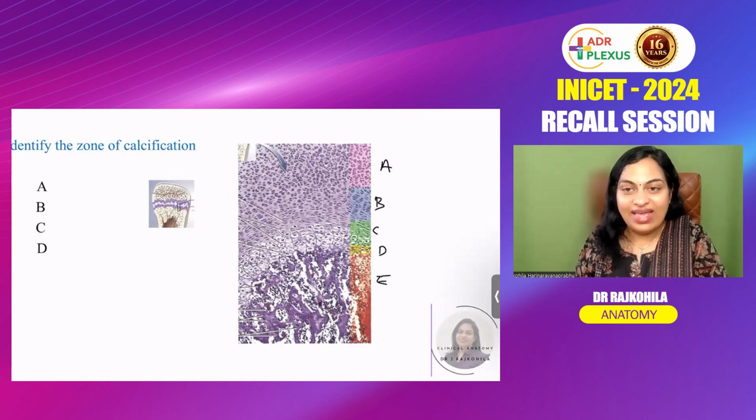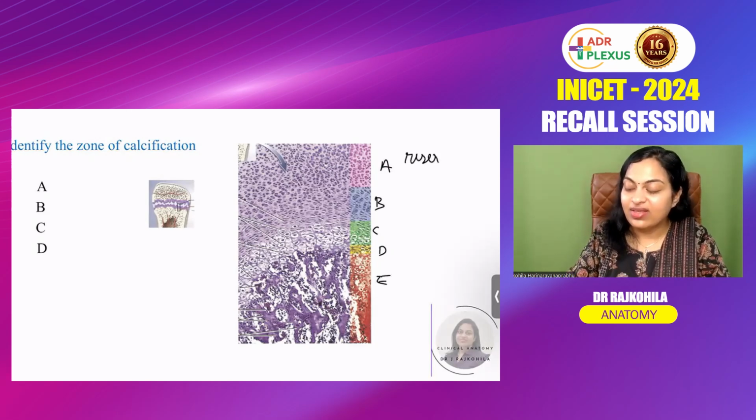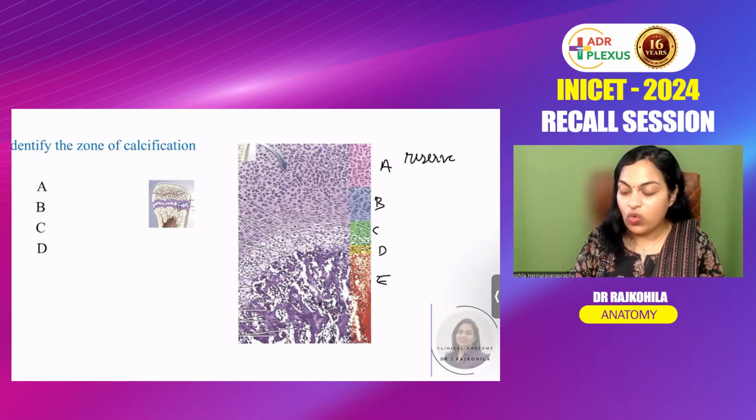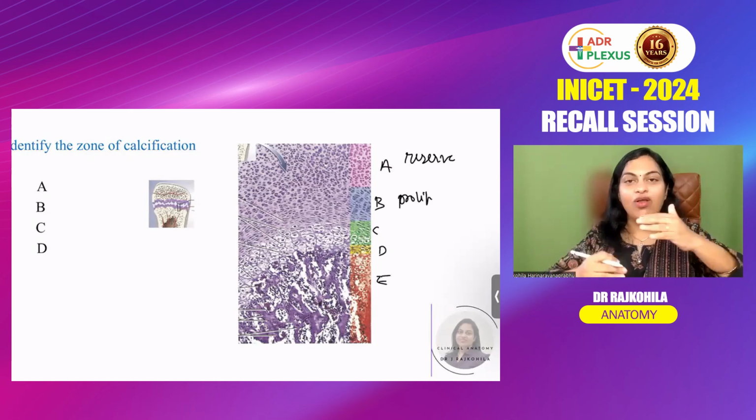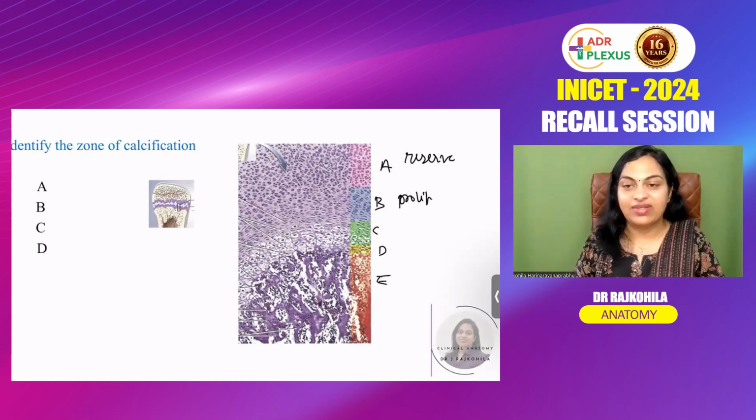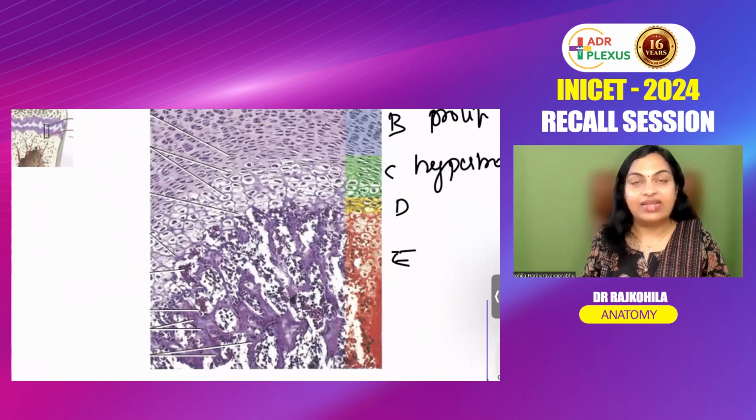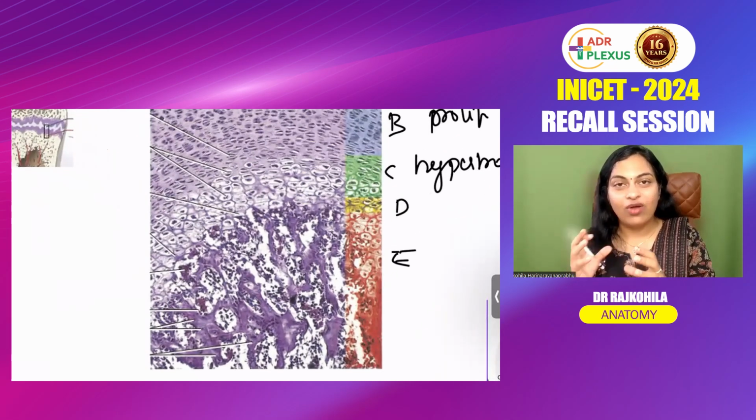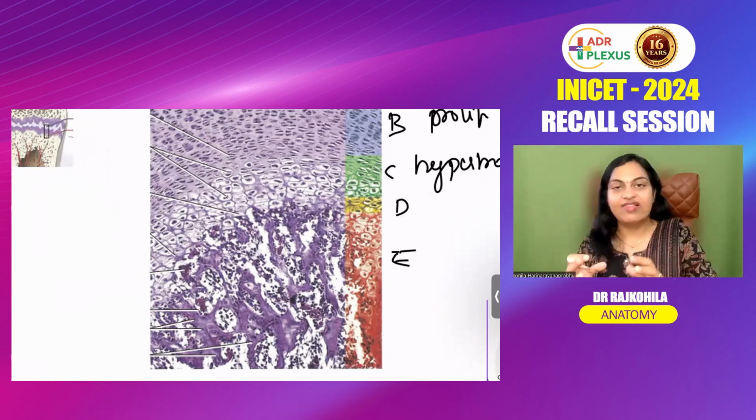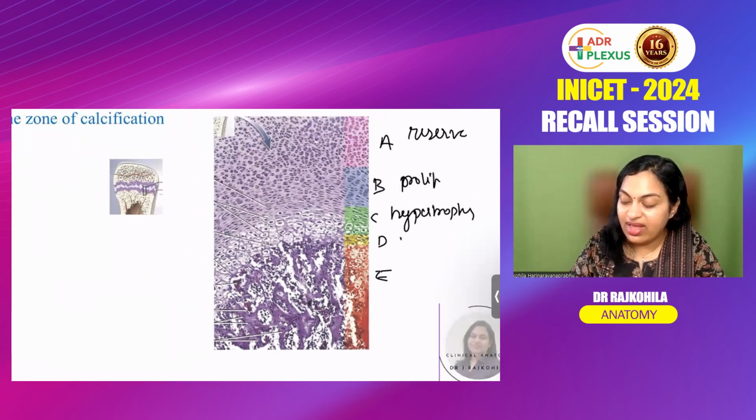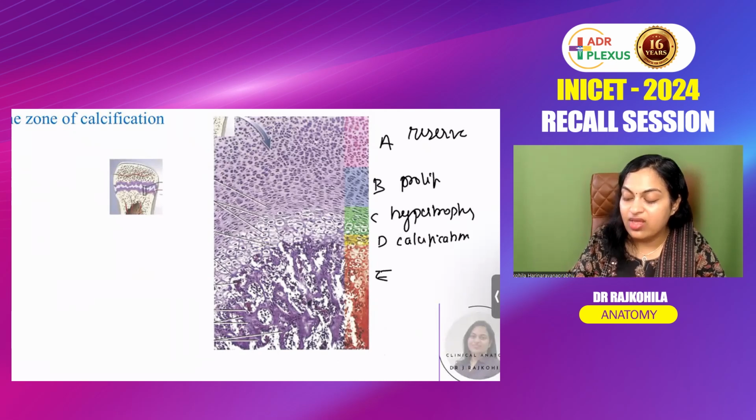So what you see as A here is just the reserve cells. There is no proliferation, there's no active matrix formation. Okay. And then zone B, it is just proliferation, the zone of proliferation where the cells proliferate, they arrange like a coin stack appearance. And C, where you see the nucleated cells appearing bigger, that is the zone of hypertrophy. What happens next is interesting. These hypertrophied cells, what will happen? They will lyse. They will lose their nucleus. They start to disintegrate. And that is the area where the calcification begins in the matrix, zone D.